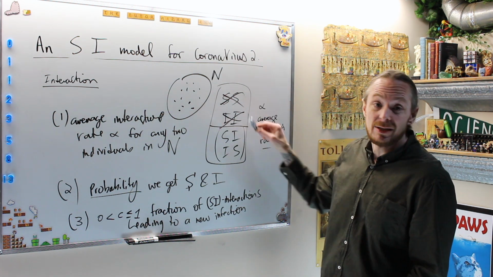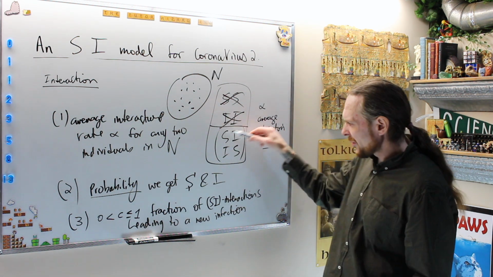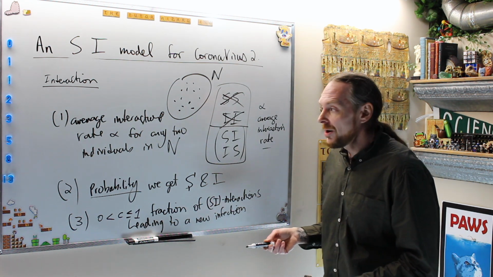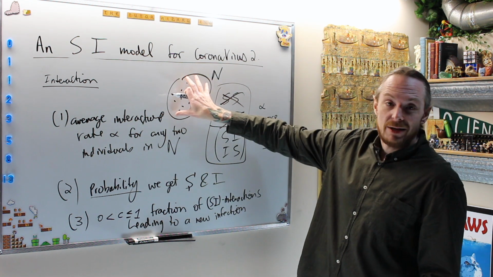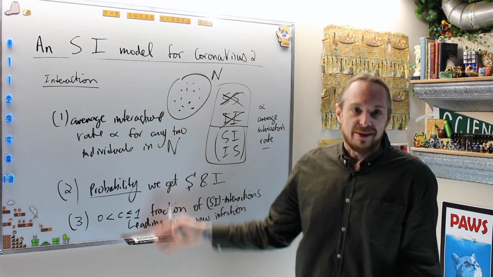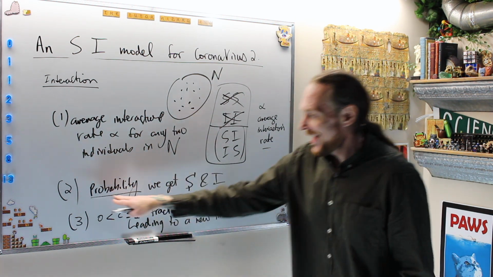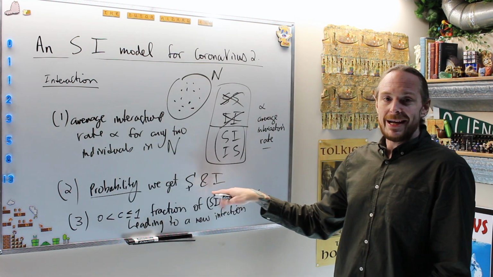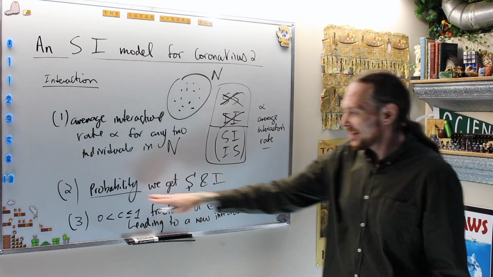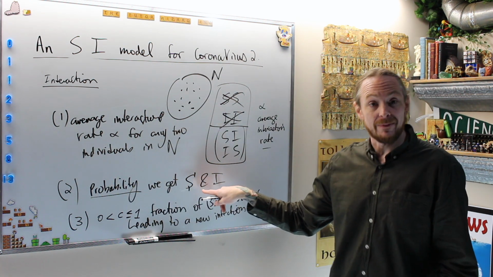So you can have SS interactions, II interactions, or SI interactions, which are the ones that are going to produce new infections. But in that scenario, first we need to know the average contact rate in a population. And then we're going to map this out in a second. Then, what's the probability that we get this type of interaction? I don't want all the interactions, I just want to know the probability of getting this type of interaction.